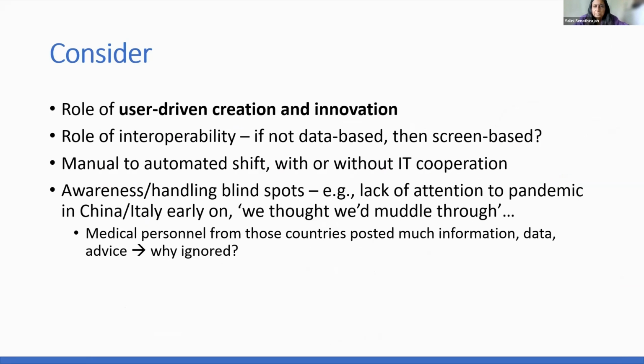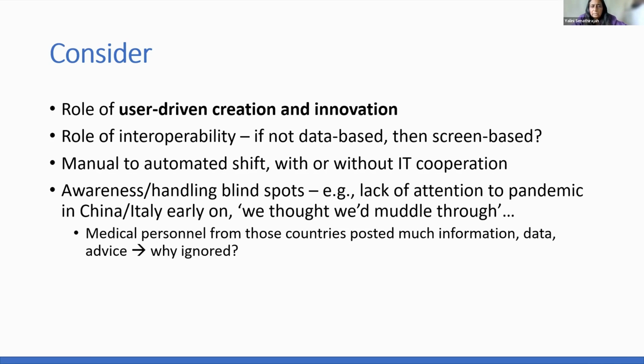And the role of interoperability: if we cannot connect data systems on the back end, is it possible via front end means such as robotic process automation? Again, in practical terms, we've had to consider how far can we automate things without IT cooperation, which may not be available due to IT staff overload.